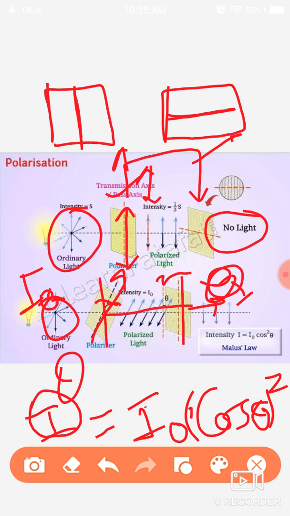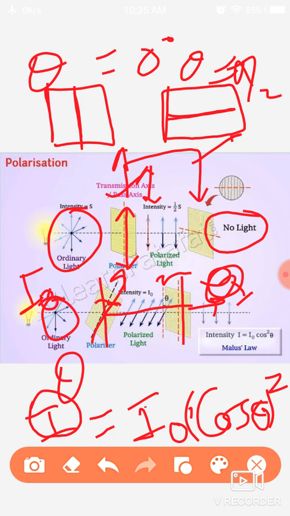This is Malus law. It is very clear that if the angle theta equals 0 degrees, then the ordinary light and the polarized light at the observer will have the same intensity. If theta equals pi by 2, then the intensity of polarized light at the observer will equal 0.